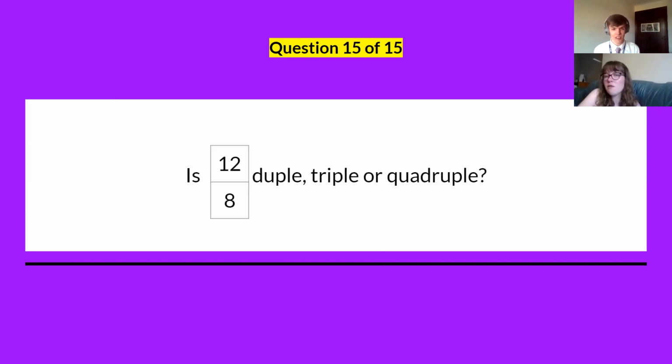And finally, question 15. Is 12/8 duple, triple, or quadruple? So this is referring to how many beats are within this time signature. So try and remember what kind of beats we get in a time signature with an 8 at the bottom. So what are our big main beats?